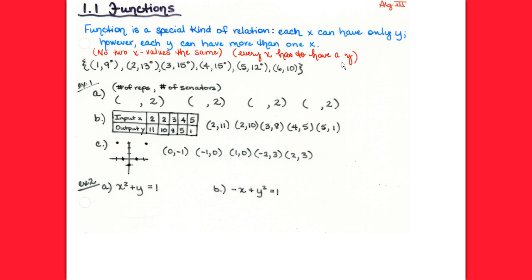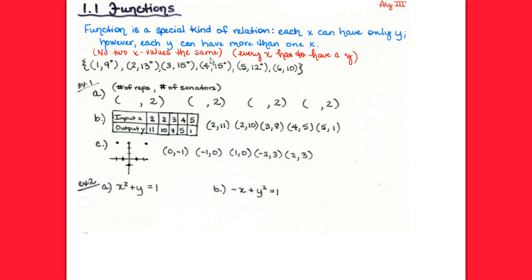The third thing it says is two or more elements of set A may be matched with the same element of set B, but the converse of that is not true. An element of A cannot be matched with two different elements of B. Here's an easy way of saying that. No two X values the same. You can have two Y values the same, but you cannot have two X values the same.